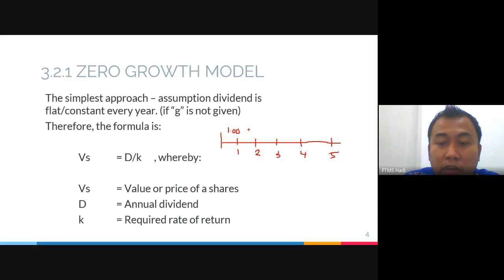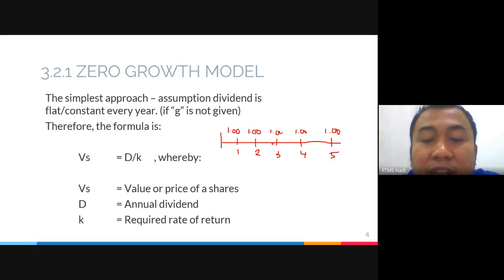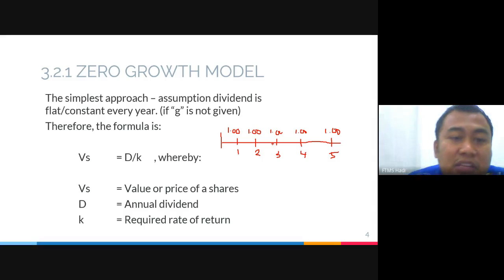So every year the company will pay the same amount. Let's say $1. Second year also $1. Third year also $1. Fourth year also $1, and fifth year also $1. It means there is no growth, no increment on the dividend every year. That means constant, flat. That's why it is the simplest approach. It is assumed that the dividend is flat or constant. You see here RM1 every year.